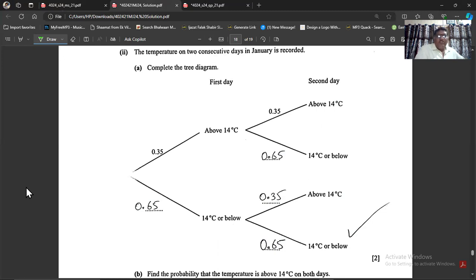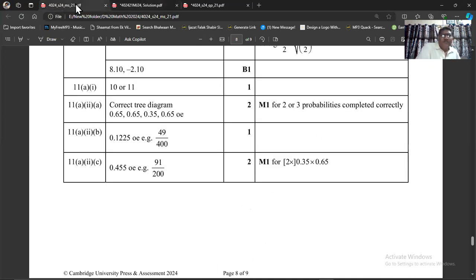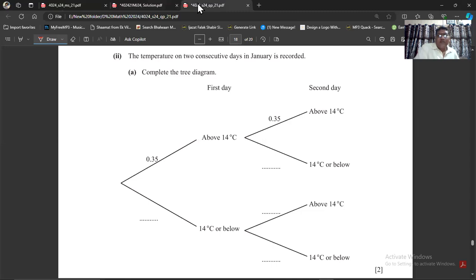So here we go. This is how you will complete this tree diagram. The probability of the temperature being above 14 is 0.35. The probability of the temperature being below 14 is 1 minus 0.35, that is 0.65. I hope you understand. Let me show you. Okay, so this is the answer. Our answers are right. Now we are going to the next part.